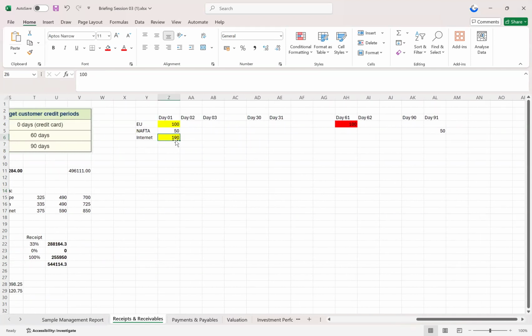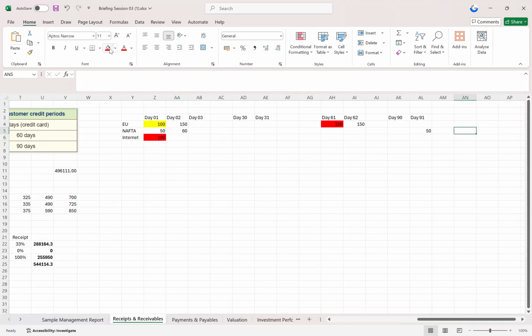So this means that if I sell any goods on day one of internet, I will get the monies on the same day. Whereas, let's say if I sell goods of 100 euros in Europe on day one, I will get money of that on day 61. Similarly, if I sell 150 worth of goods on day two of Europe, I will get money of that on day 62, which is 150 euros. In case of NAFTA, we have a 90 days credit period. That means if I sell goods worth rupees 50 on day one, I will get money of that on day 91. Similarly, if I sell 60 euros worth goods on day two, I will get money of that on day 92 in the next quarter.